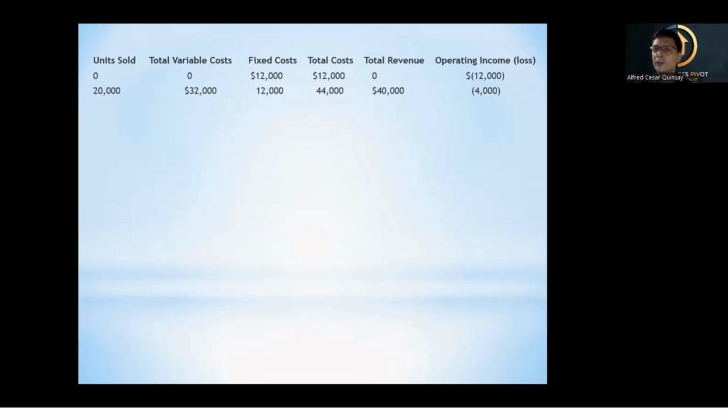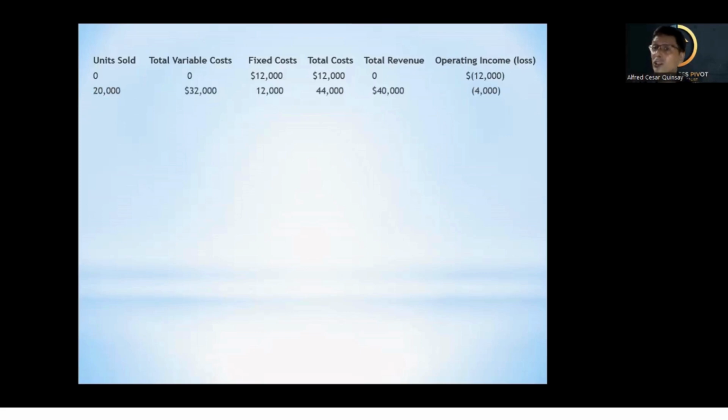And then you have a revenue of $40,000, that's 20,000 times $2. Even if the variable cost per unit increased, the selling price remains the same in order to be competitive. So you still incur a loss of $4,000. Now, it's not as high as the other one, the leveraged company, where the losses are higher than the less leveraged one.